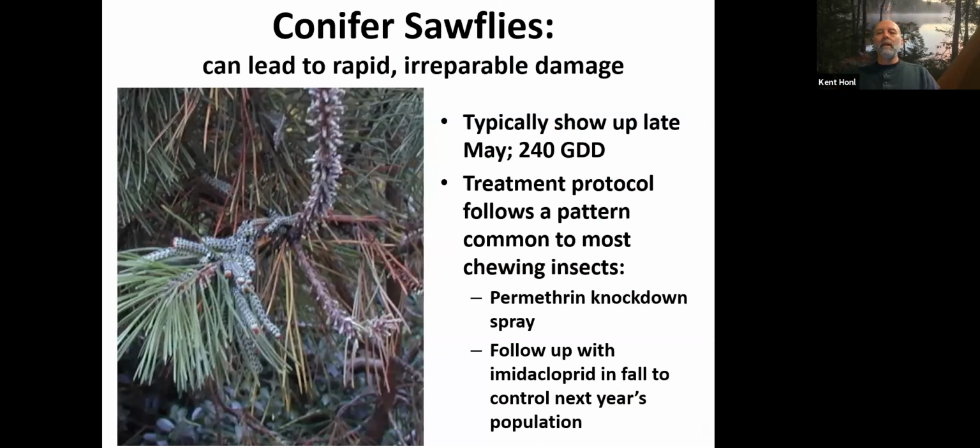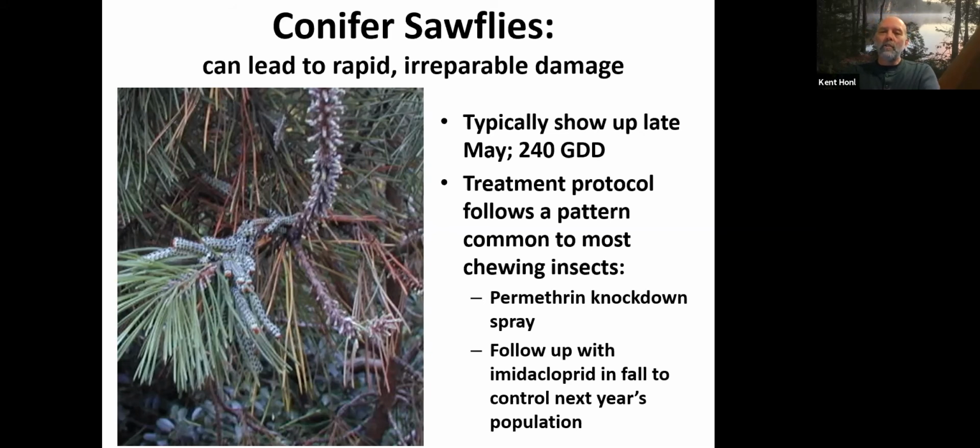And one of the main chewing insects that we've got locally is the Conifer Sawflies that can lead to rapid irreparable damage, because once you strip the needles off a conifer, it's not going to grow back needles in that spot. So you end up with that kind of poodle tail look on a pine tree where sawflies have had a big infestation and ripped through there.